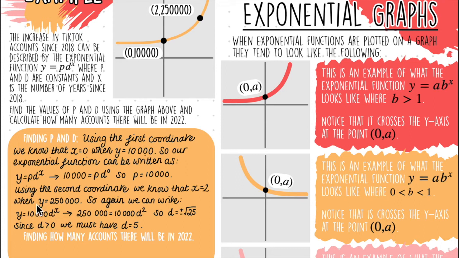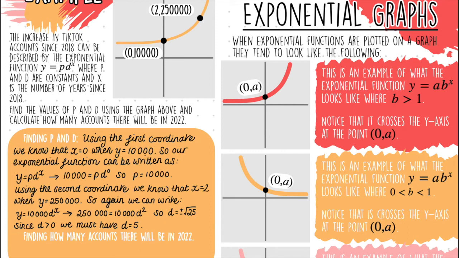Our equation is this here. I've taken away the p and put in its actual value. So we get 250,000 is equal to 10,000 times by d squared. You take this 10,000 across and you get 25 on this side and d squared on this side. So we know that d is equal to plus or minus the square root of 25.